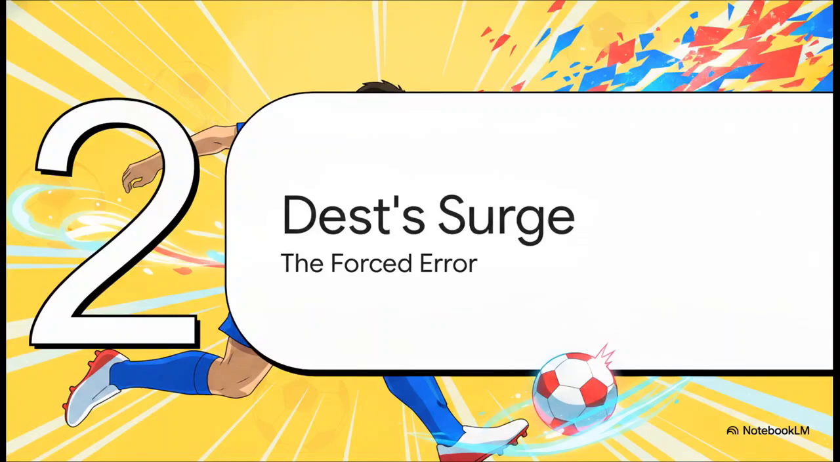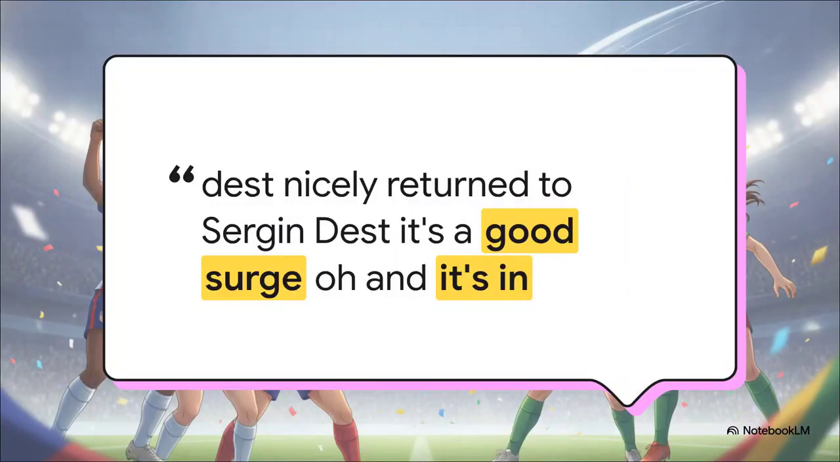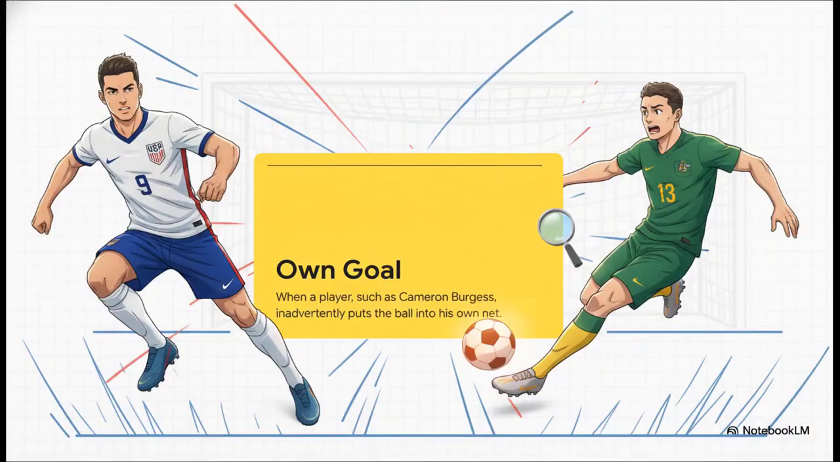Section 2. Dest's surge, the forced error. And this brilliantly illustrates how aggressive momentum forces fatal defensive mistakes. The commentary booth captures it perfectly, saying, "Dest has nicely returned the ball, he makes a good surge, and then pure chaos. Oh, and it's in." Notice the language here. It's not some clean, calculated strike from a forward. It's the direct result of a powerful surge. Dest pushes the pace so intensely, just rushing right into the danger zone, that the opposing defense simply shatters under the pressure, which leads us to exactly how the ball went in.